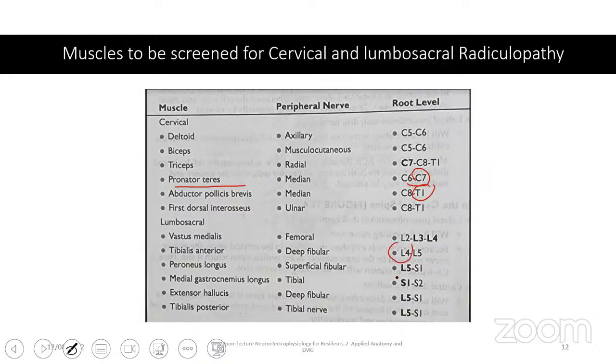Femoral, tibialis anterior, that is L4 usually, or the common peroneal nerve, and L5, S1, tibialis posterior, and tibial nerve, L5. So these are the muscles which are in the lower limb.